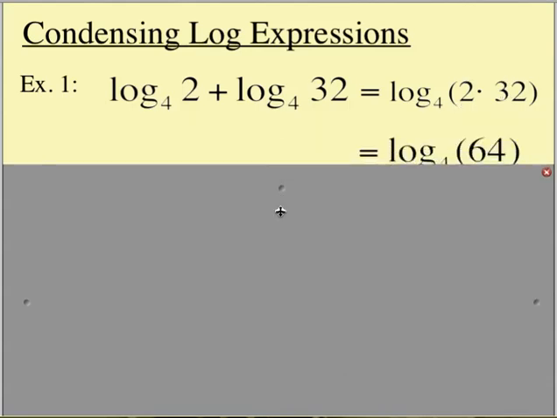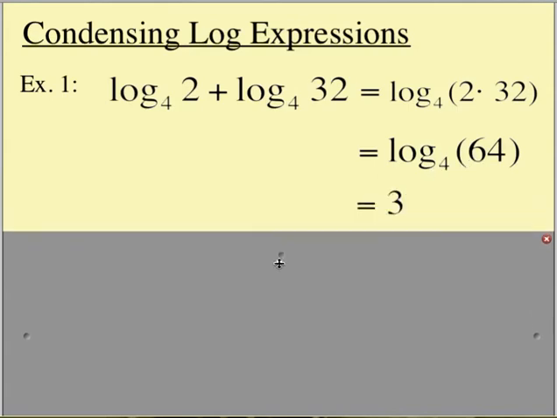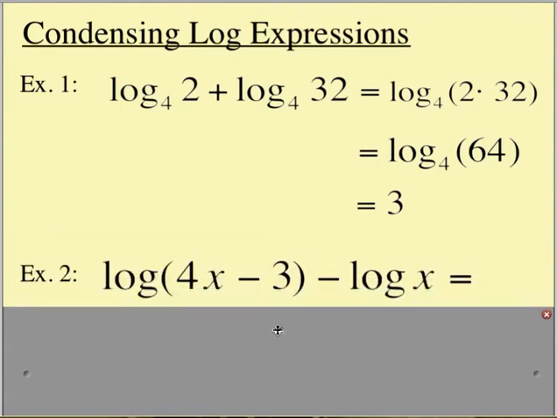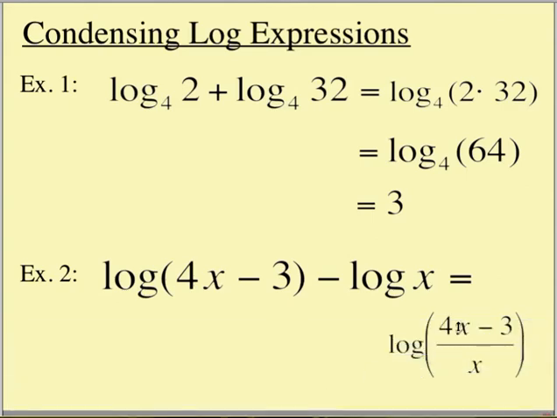So then I get log base 4 of 64, and now I know that this is asking 4 to what power is 64. Well, my answer is just going to be 3 because I know 4 cubed is 64. The second example, log base 10 in this case, of 4x minus 3 minus log of x. Now this 4x minus 3 can't be separated, but the subtraction between the two logs makes it a quotient. So then I'm left with log of 4x minus 3 divided by x.